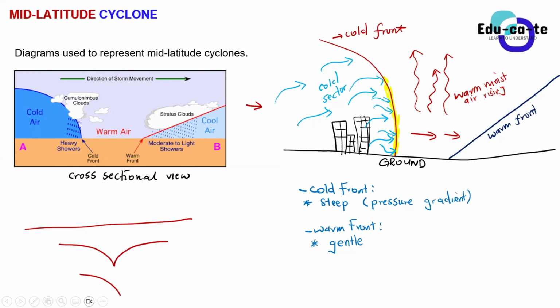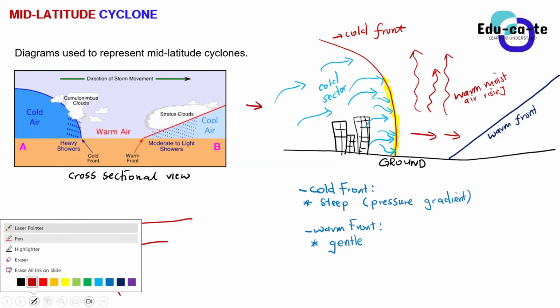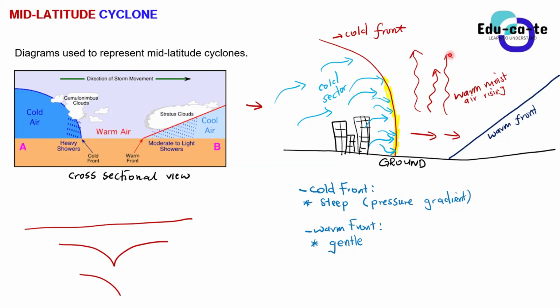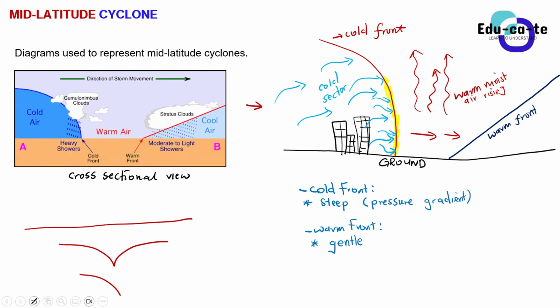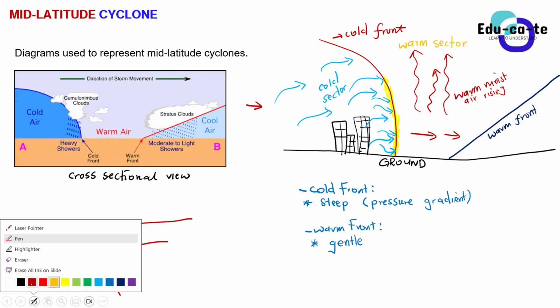So this region that has some warm air is known as the warm sector. Just like the one from the plan view, this is our warm sector. Are we able to see it, guys? Yes.